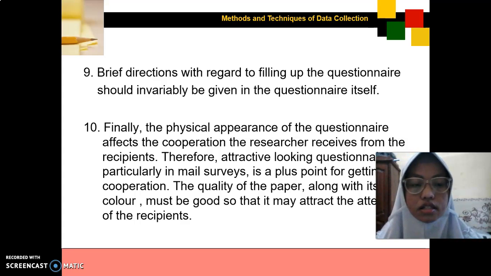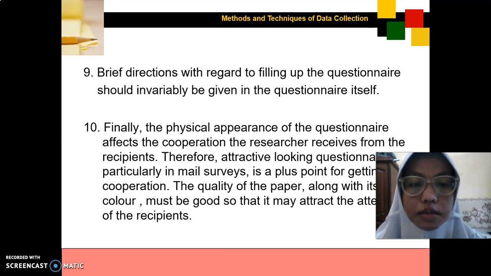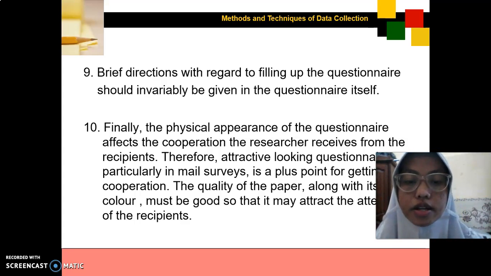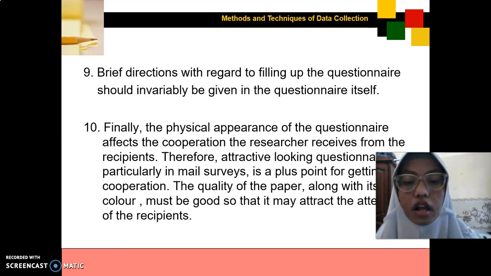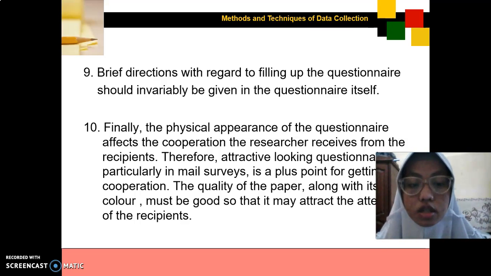And tenth, finally, the physical appearance of the questionnaire affects the cooperation the researchers receive from the recipient. Therefore, an attractive-looking questionnaire, particularly in mail surveys, is a plus point for getting cooperation. And the quality of the paper, along with its color, must be good so that it may attract the attention of the recipient.